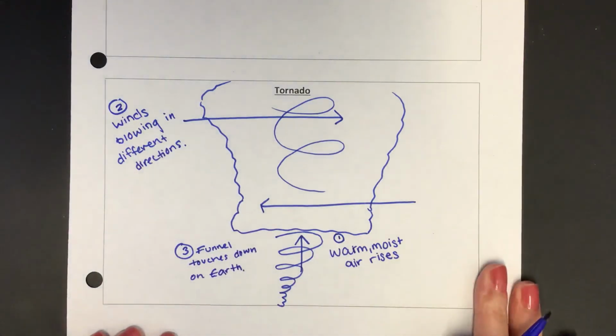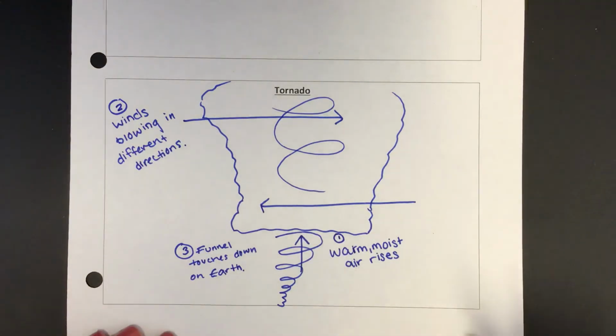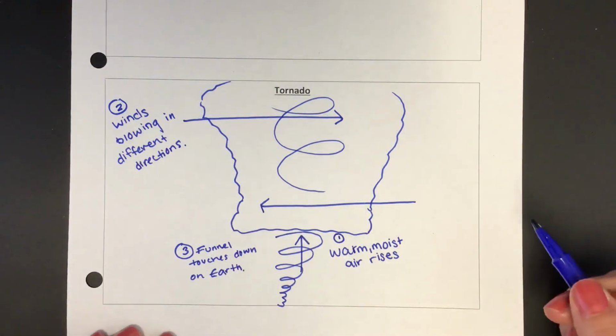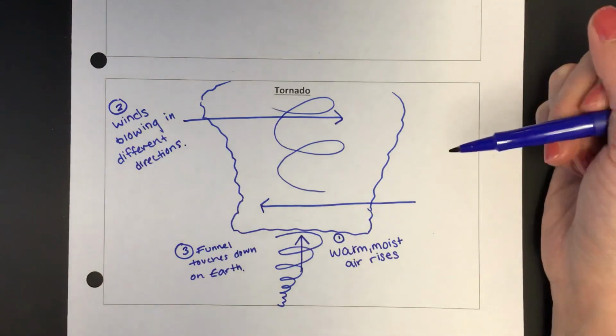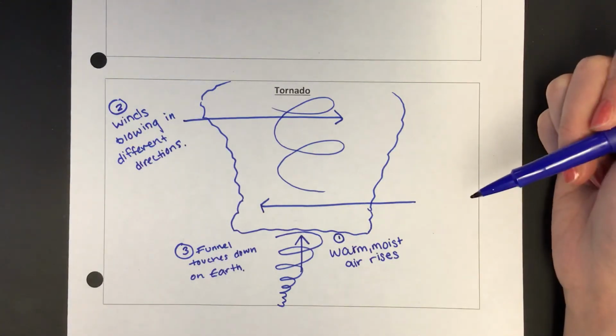Now, this was just a very brief intro so you can see some of the very important elements of a tornado. Now we're going to explore where tornadoes occur, how we rate their damage, and learn more.